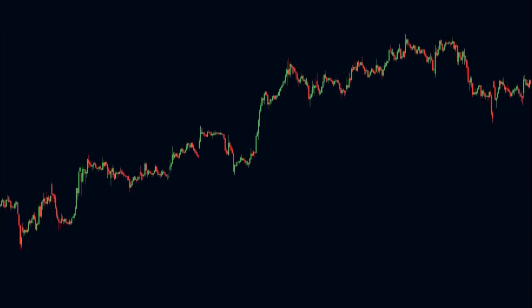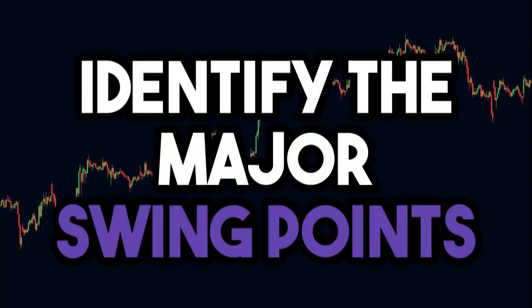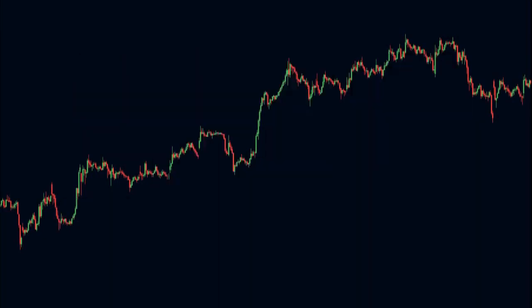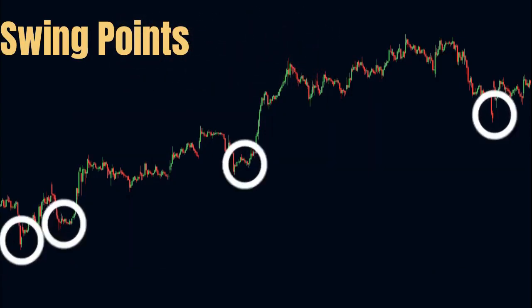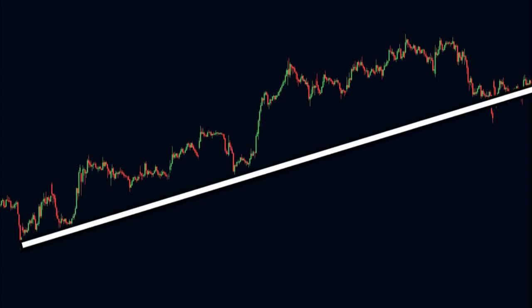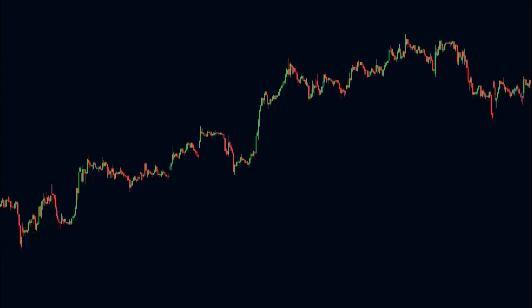This time, let us first identify the major swing points on the chart. Here are the major swing points. Now we will plot a trend line by connecting these swing points. It is that simple. We will only look at the major swing points when we are creating the trend line. Most of the time, the best trend lines are pretty clear straight away.